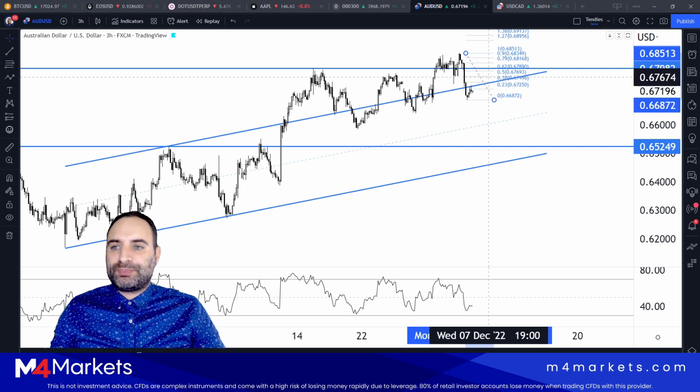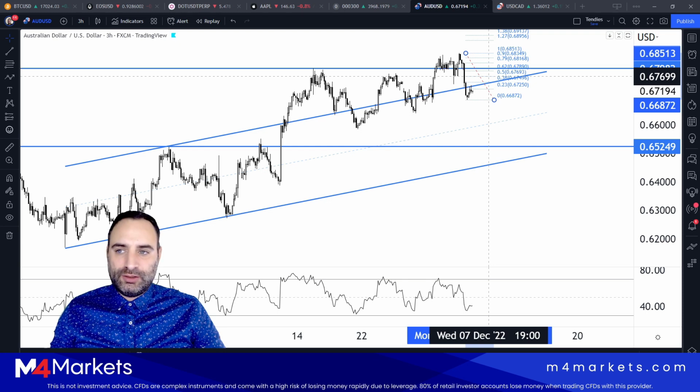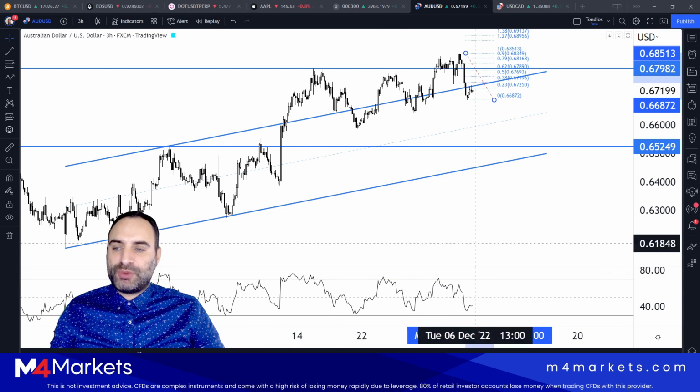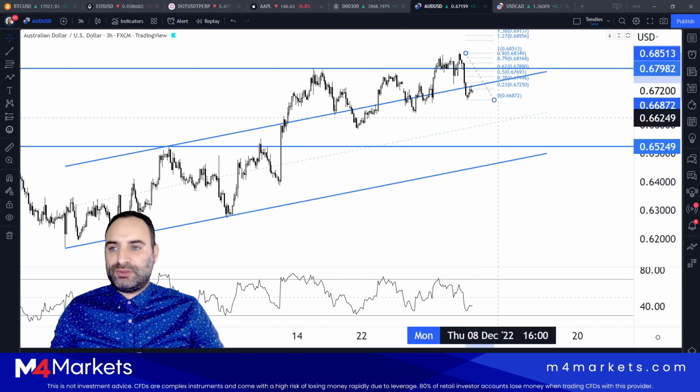And look at this. If we do go above the 67.70 or so, then that would probably imply that the short-term bias is going to tend to the upside. But as long as we remain below the 50, due to the signals that we see here on the RSI as well, there is more potential for downside.